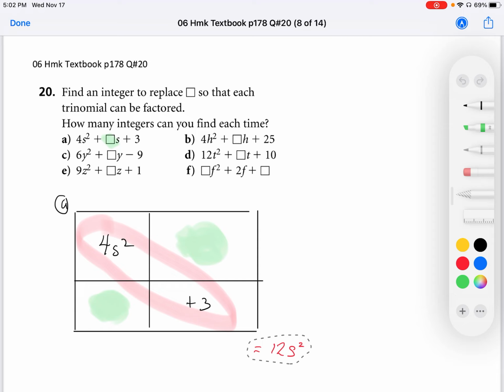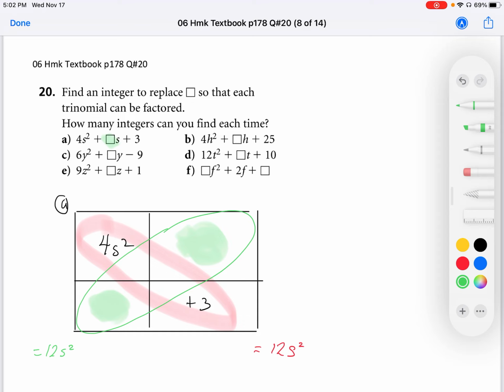And that allows us to split the middle term into these two areas here, and we can just factor this normally. We need to add to that middle, but we have to have a product. That diagonal product must also equal 12s squared. So I'm just going to highlight that. That diagonal product is also equal to 12s squared.